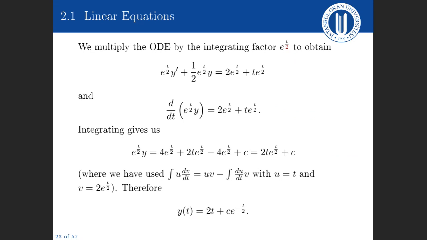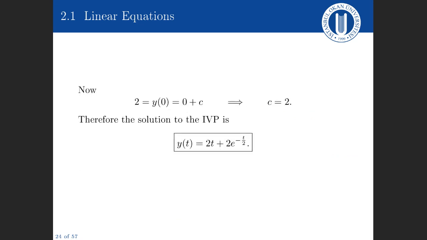The final step is to find the constant c, which satisfies the initial condition. So I start with y of 0 is equal to 2, and I find that I must have c equal to 2. So the answer to this problem, the solution to the initial value problem, is y is equal to 2t plus 2e to the power minus t over 2.